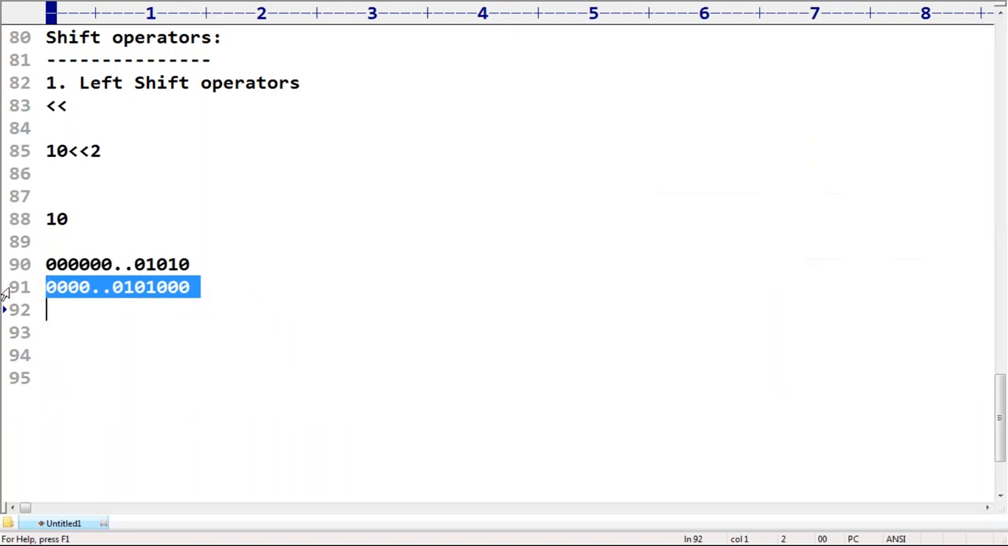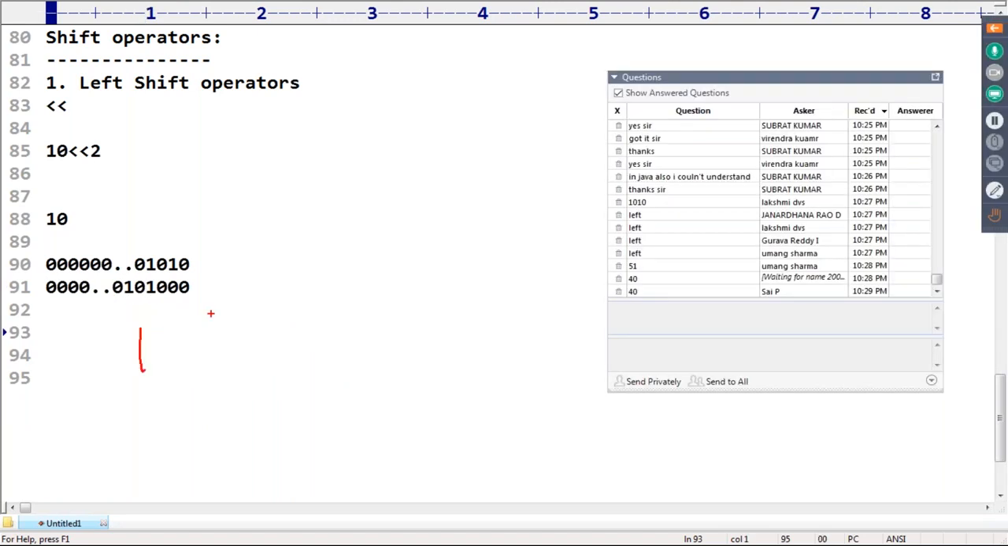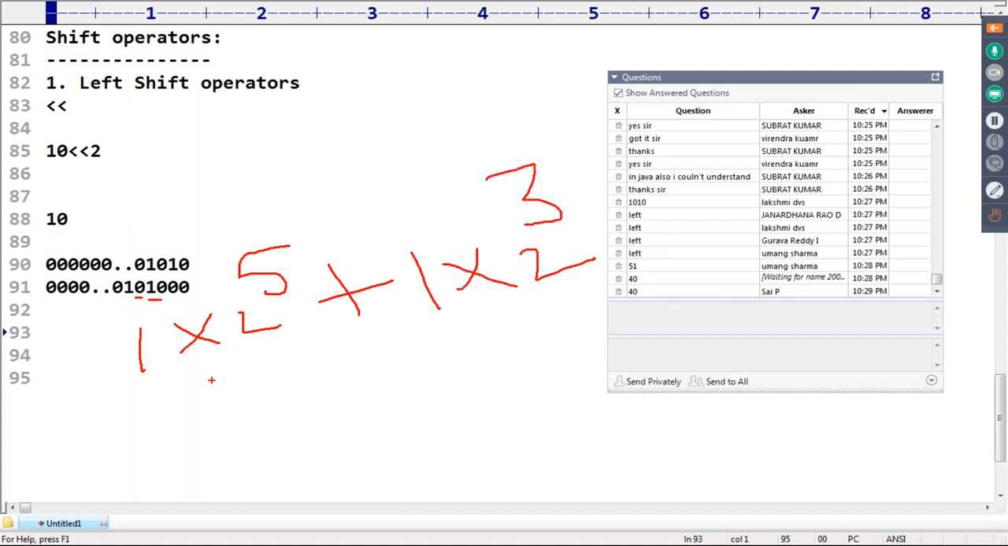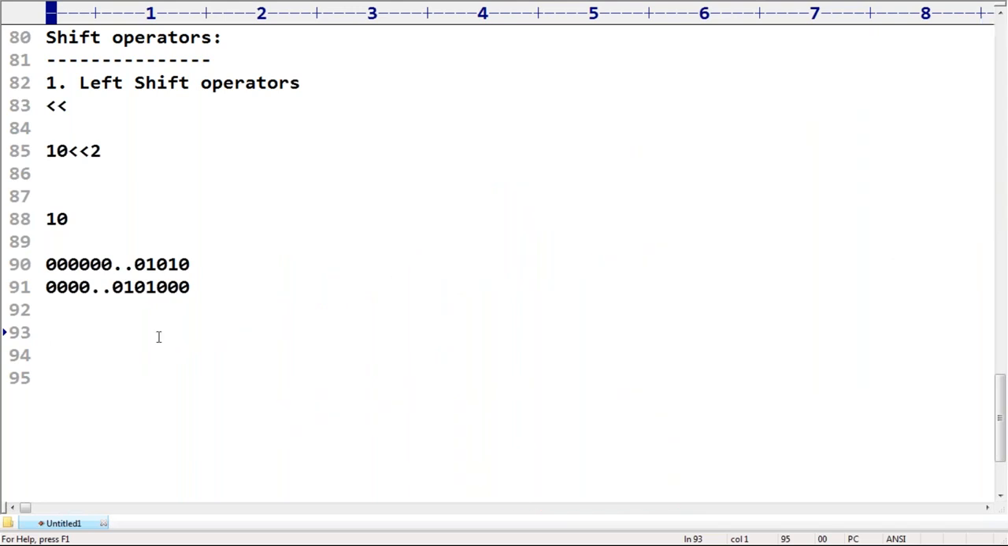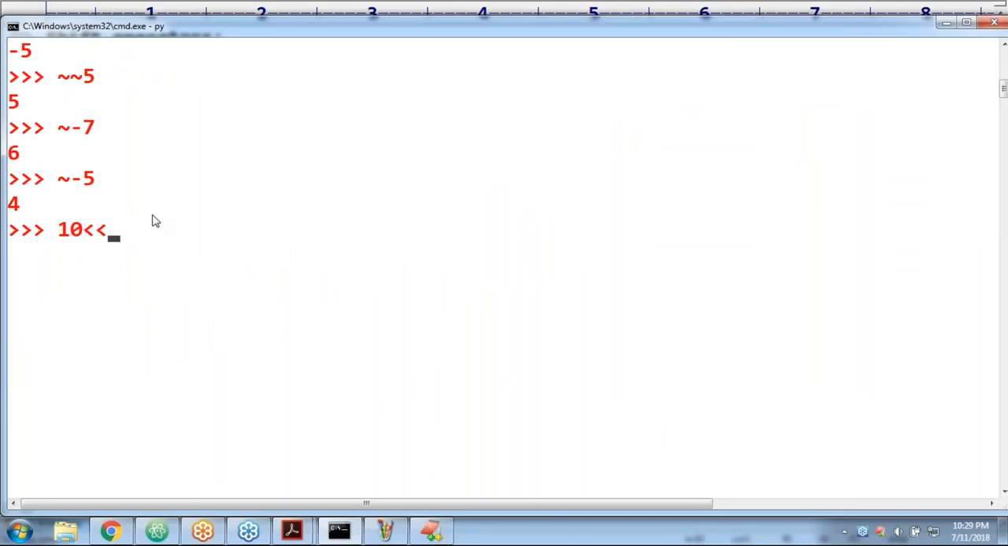Can you please consider what answer we are going to get by default? 2 power 0, 2 power 1, 2 square, 2 cube, 2 to the power 4, 2 power 5. So 1 into 2 power 5, plus 0 into 2 power 4, plus 1 into 2 power 3. All the remaining are zeros only. 2 power 5 is 32, plus 2 power 3 is 8. Its value is 40. Is it really 40? Yes: 10 left shift 2, 40 is the answer.